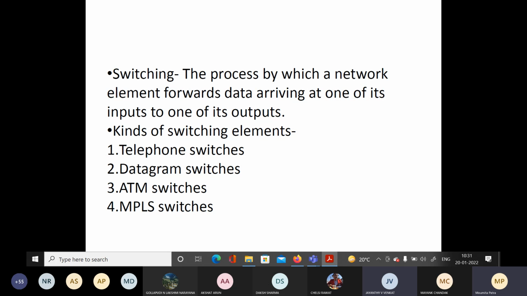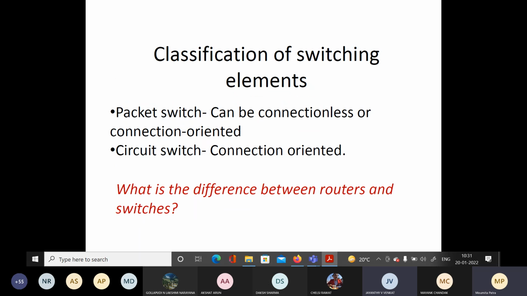Okay, and there are different switching elements. We know that we have telephone switches, datagram switches, ATM switches, MPLS switches are also there. We have studied about all of them. We know that all of them are there, and in details we will study one by one how they work. Okay, so how do we classify switching elements?